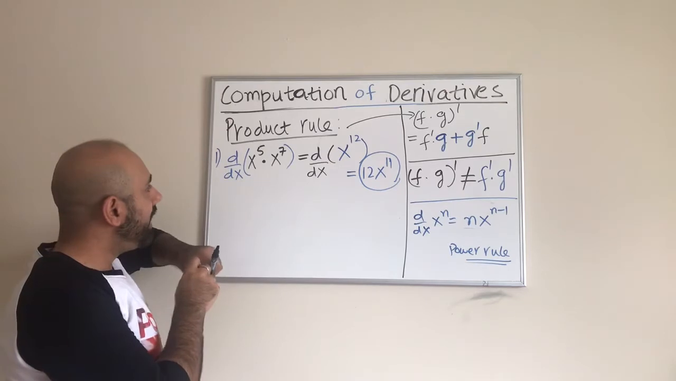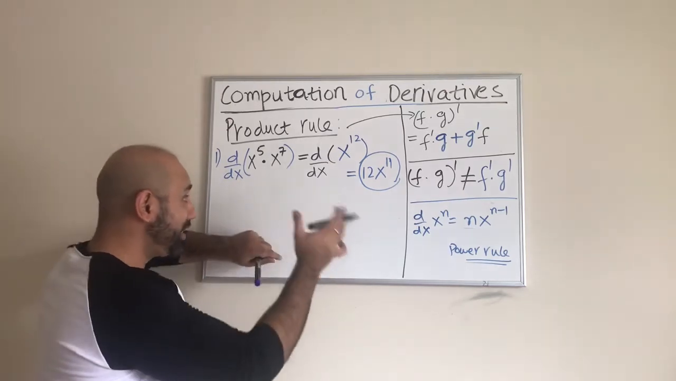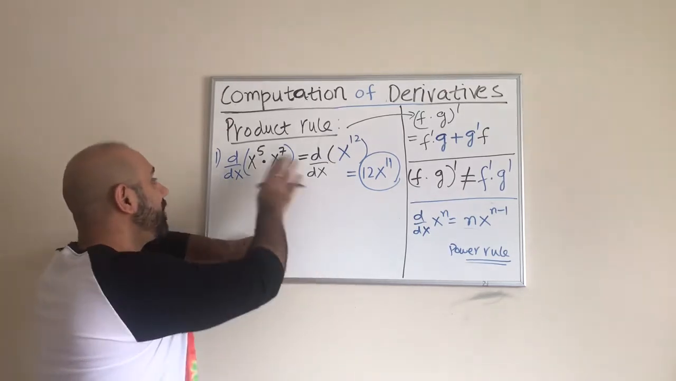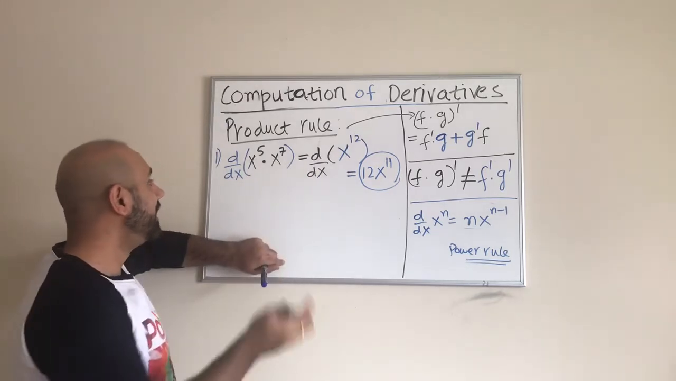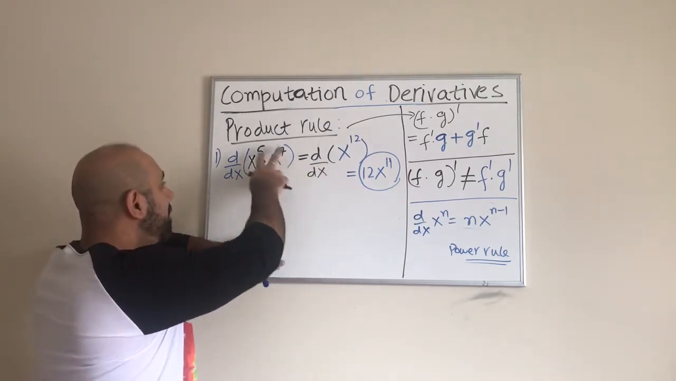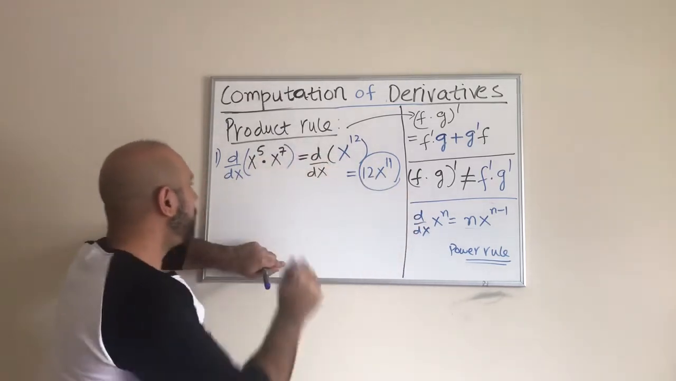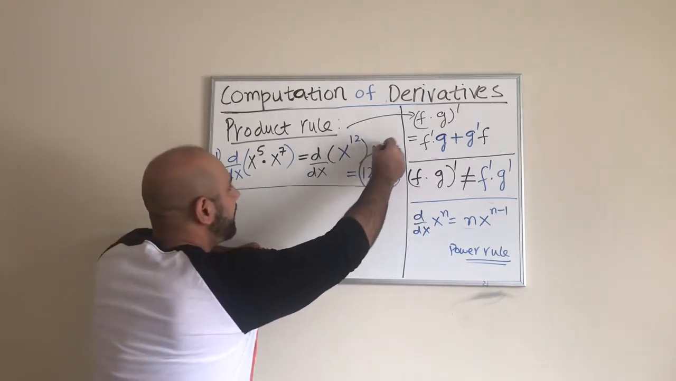So we should not have any doubts that 12x to the power 11 is the derivative, because whatever we did here was mathematically correct. We combined these by multiplying them, and then we took the derivative using the power rule. So we already know that this is the correct answer.